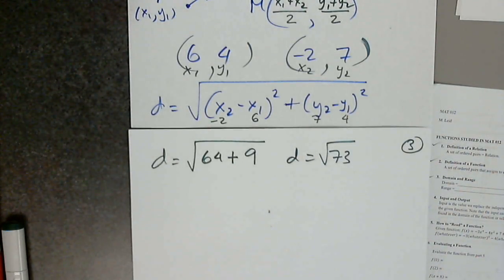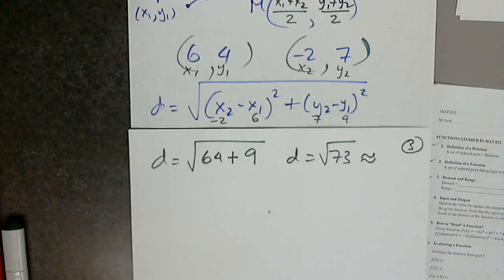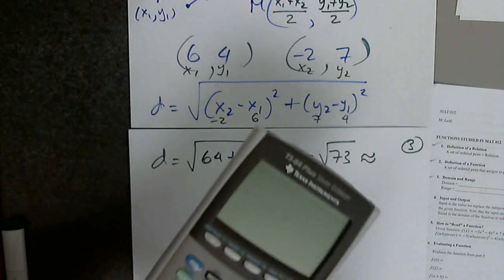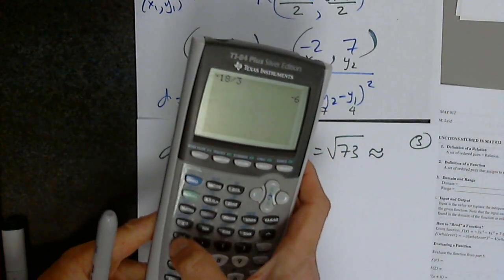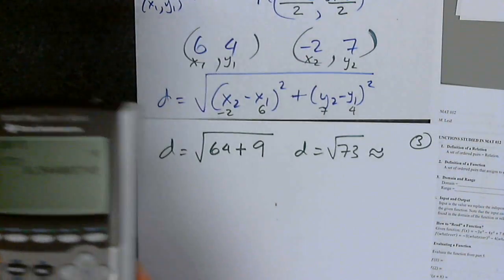73 is 73. I cannot simplify. Of course, if you'd like to find an approximation, you can. Grab your calculators and put in the square root of 73, and you can approximate it to 8.54.